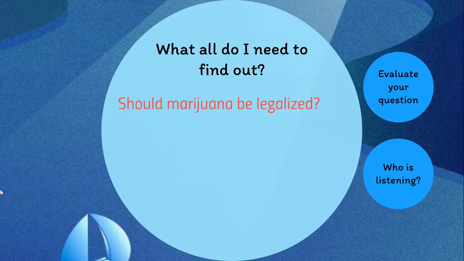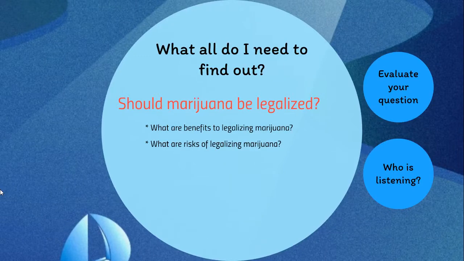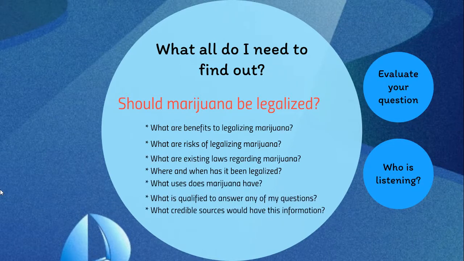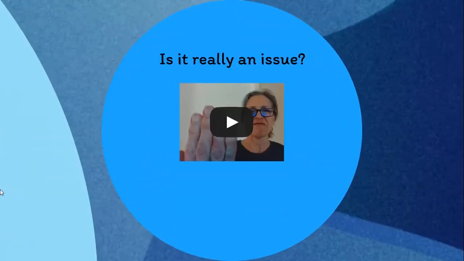Okay, what all are you going to have to actually look up? All right, these are some questions that I came up with based on the first two questions that I showed you. If you're asking a should question, you're going to need to know what are the pros and cons, okay, of doing that, and where has it been done before? What you also want to know, look at the last two things that I've got here. Who or what is qualified to answer any of the questions, and what credible sources would have this information?